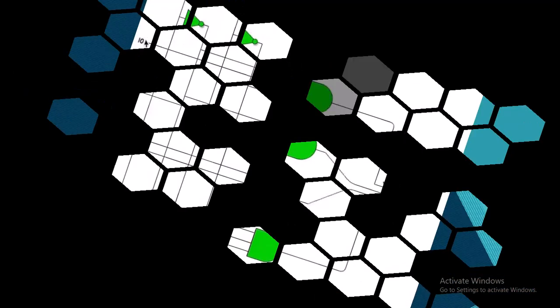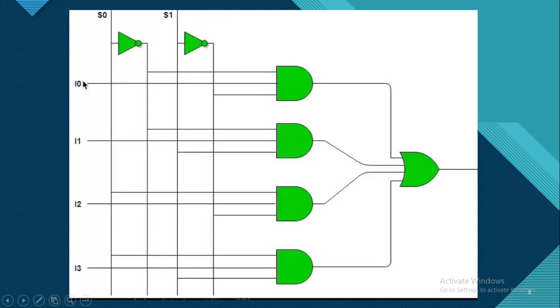output. So to explain further, these 2, S0 and S1, are both NOT gates, and they are connected to be the selection lines of the multiplexer. We have 4 AND gates, I0, I1, I2, and I3, and we have an OR gate which receives all the inputs and gives them out in 1 output.